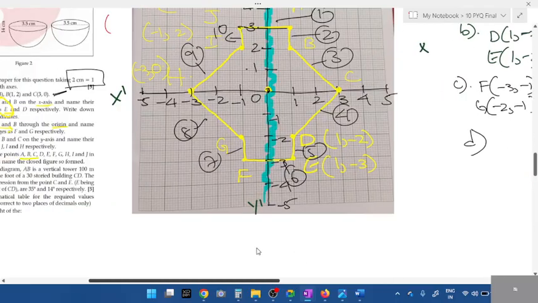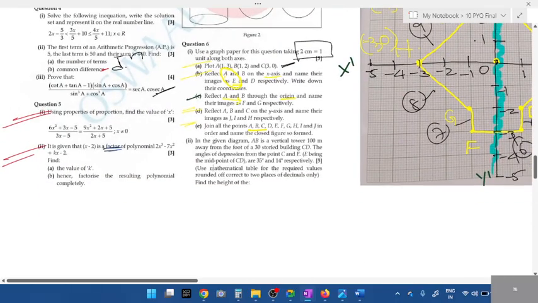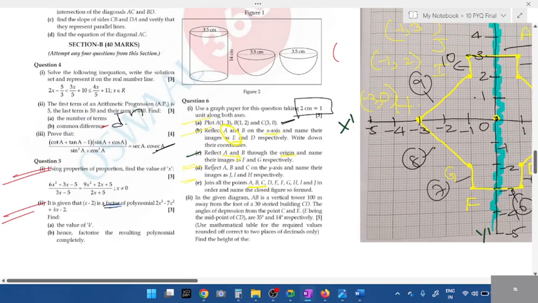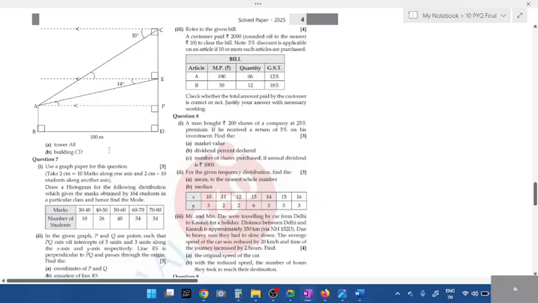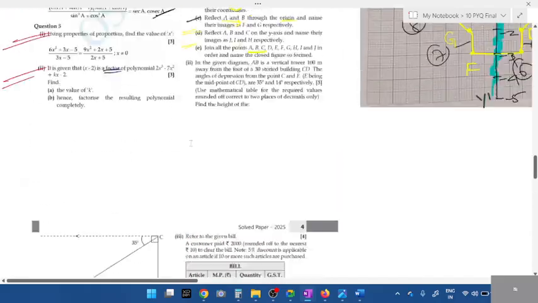Any doubts in this graph question, students? 5 marks. So we'll continue. No problem, because each and everything I'm explaining takes time. Okay, so question 6 was done. Then next we have heights and distance, question 7. There is a lot to solve.